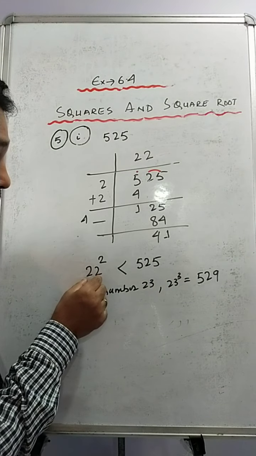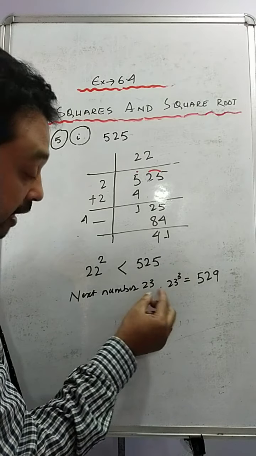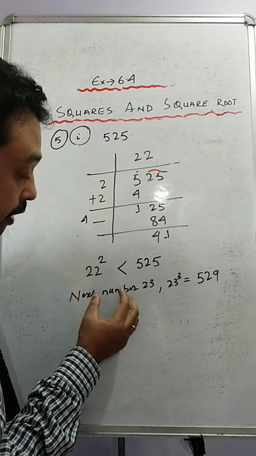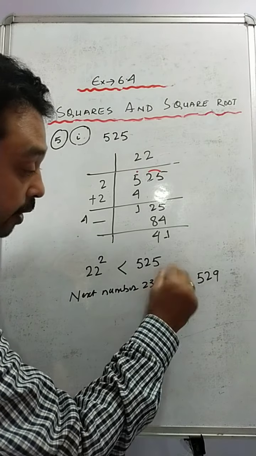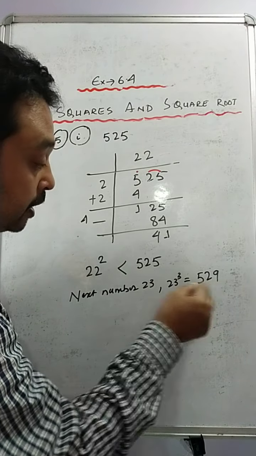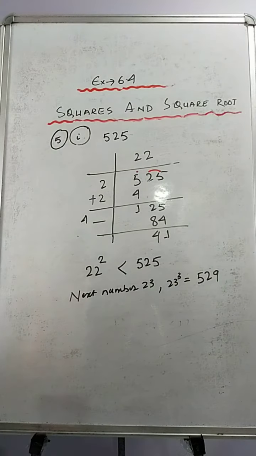We cannot make it 484 because we cannot subtract. We have to add. So that is the reason we are looking at the next number, that is, after 22, which is 23, and 23 square is 529. So we can make this number 525 into 529.